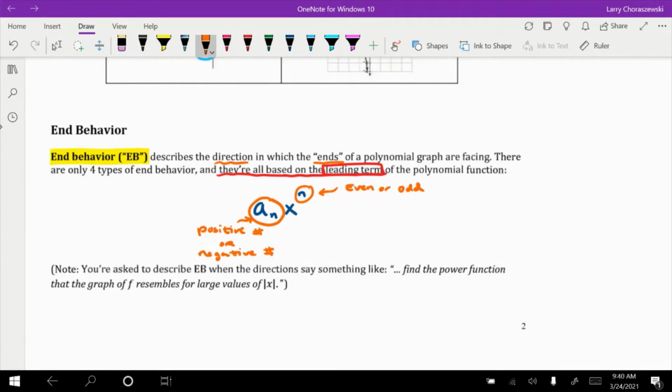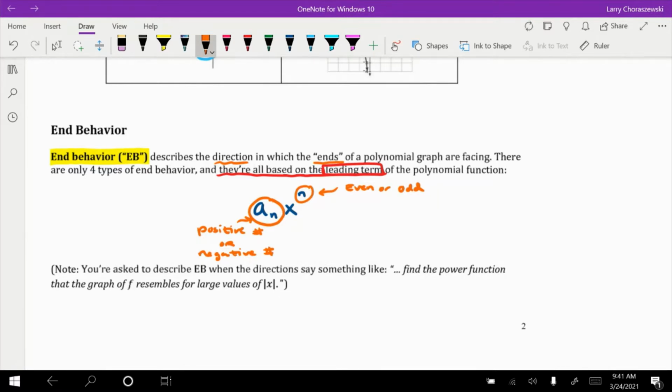And so each of these 2 values have 2 possibilities. And so just a quick principle of, I guess, probability. The total number of possibilities would be 4. You have 2 options for the degree and 2 options for the leading coefficient. And so it gives rise to 4 different types of these so-called end behaviors.